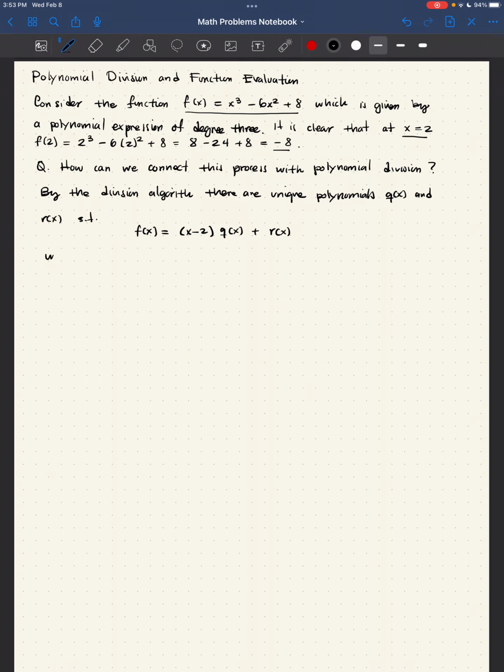where the degree of the remainder is strictly less than the degree of the polynomial x minus 2, which clearly is 1. So what is this saying? Then r of x is a number. And what number is it? Well, let's find it out.